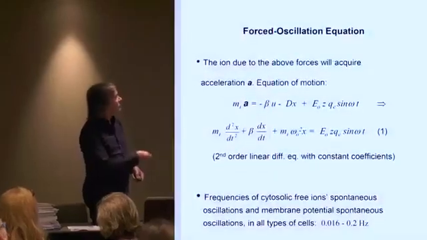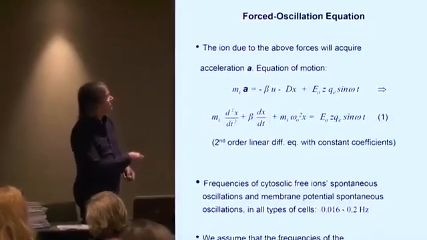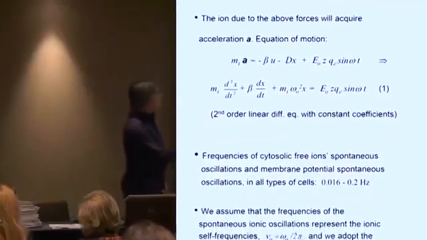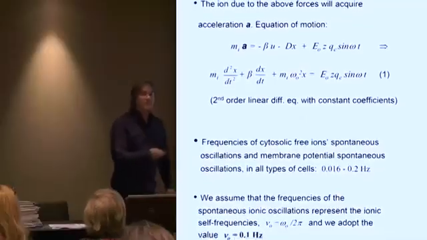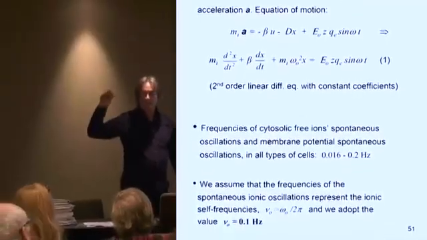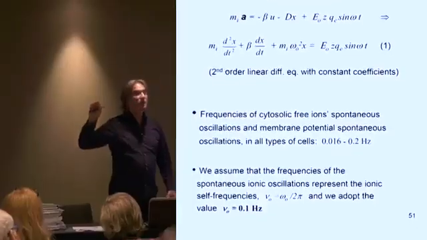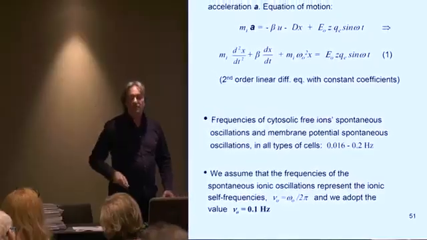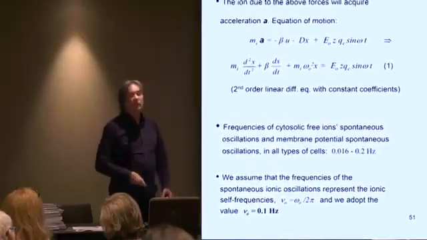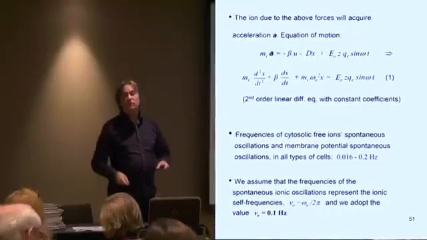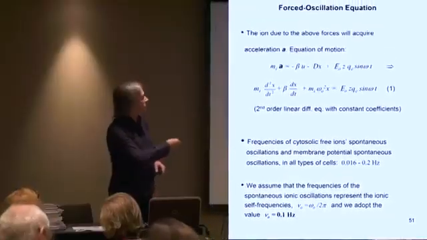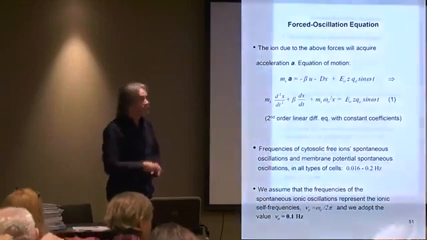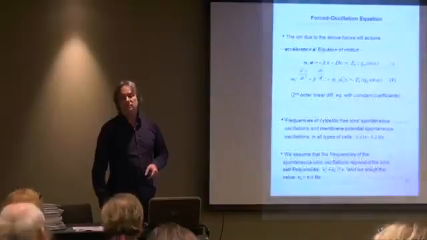So we end up with an equation where we can calculate all these coefficients, and this omega 0 is the cell frequency. I told you before that the cell frequencies of the ions within the cells are from 0.01 up to 0.2 hertz. So we adopted a reasonable value of 0.1 hertz for omega 0. So we were able to solve the equation.